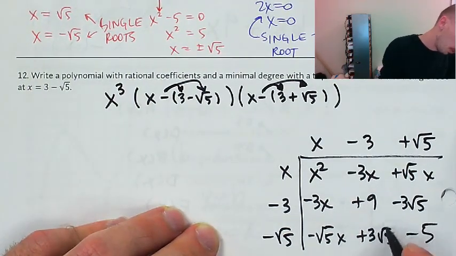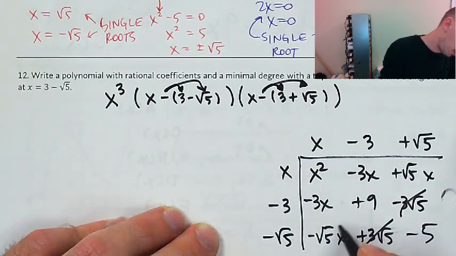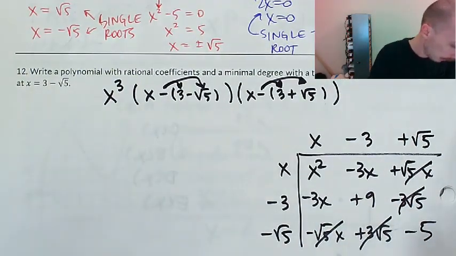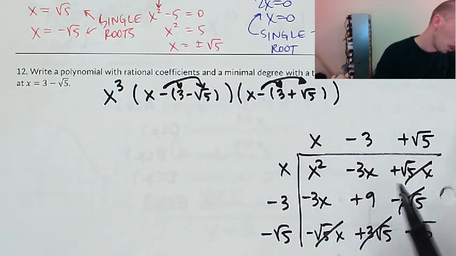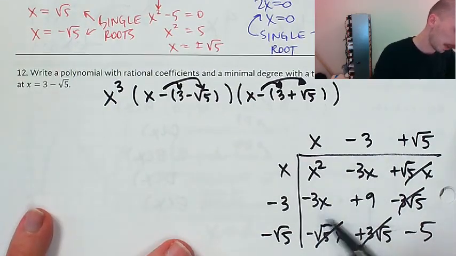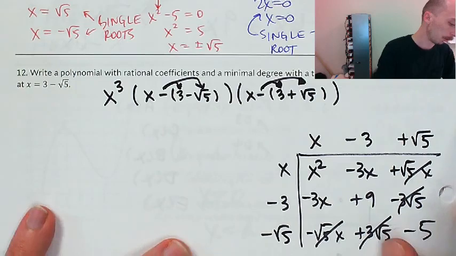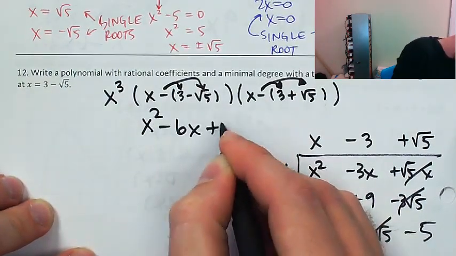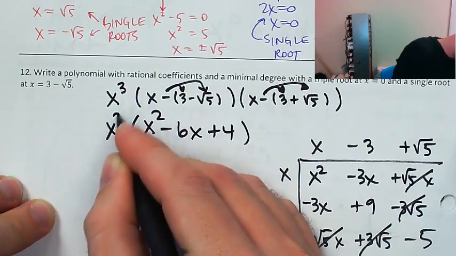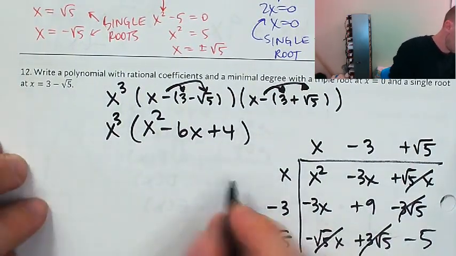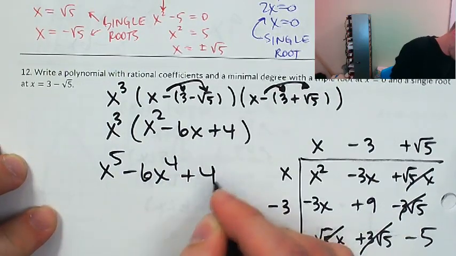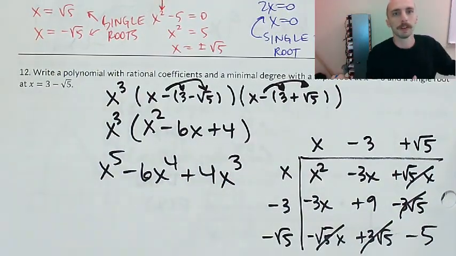Minus 5. Okay, so notice, just like always, these terms that have any sort of irrational number in them just cancel off. Okay, it's really nice. So what we're going to do is say x squared minus 6x plus 4 needs that x cubed distributed across. Okay, so this is x to the 5 minus 6x to the 4 plus 4x to the 3. That's it.